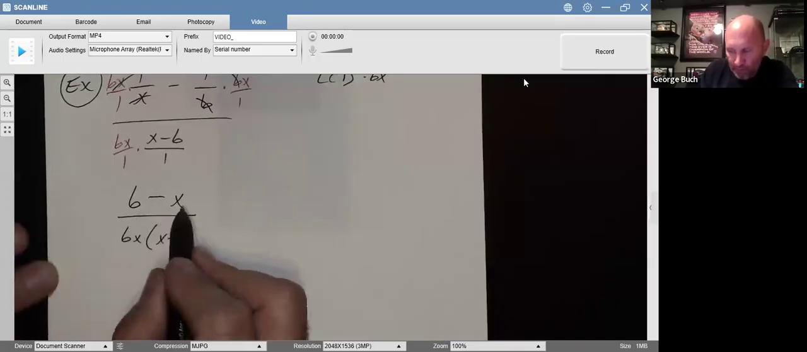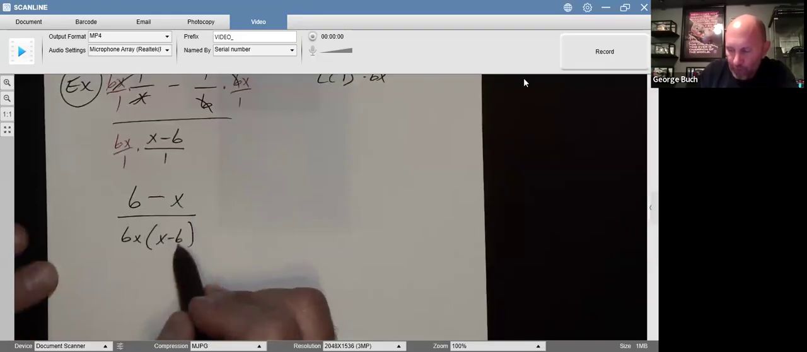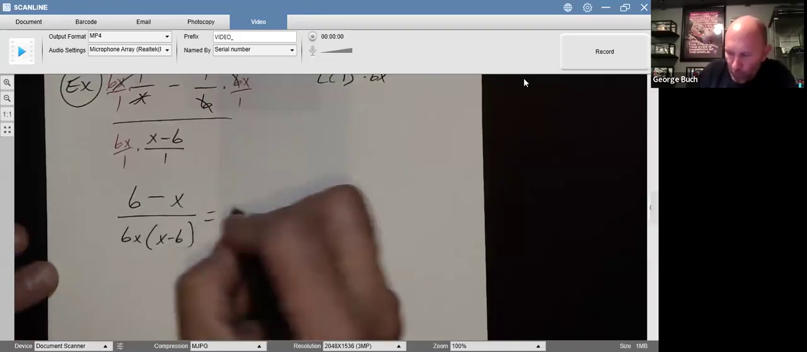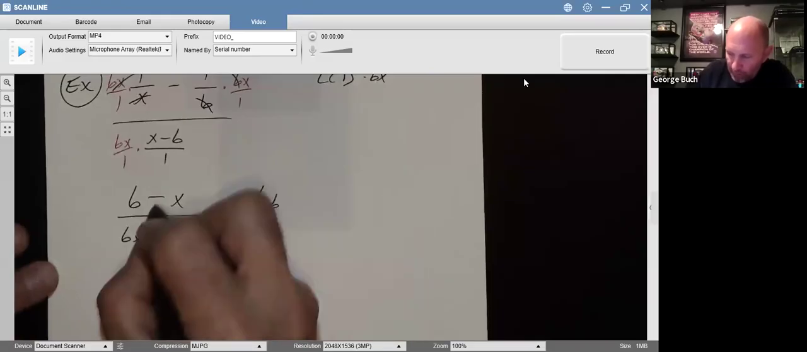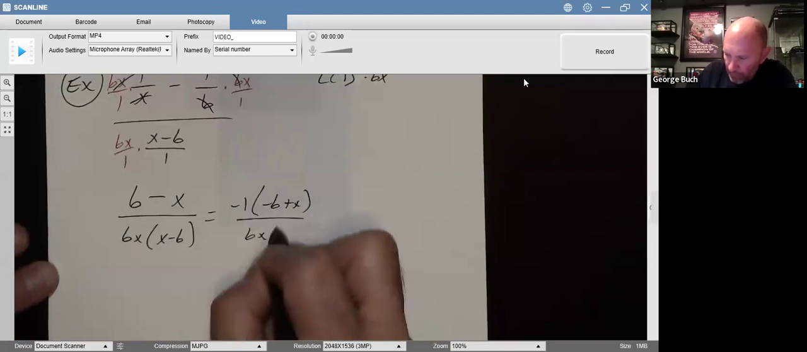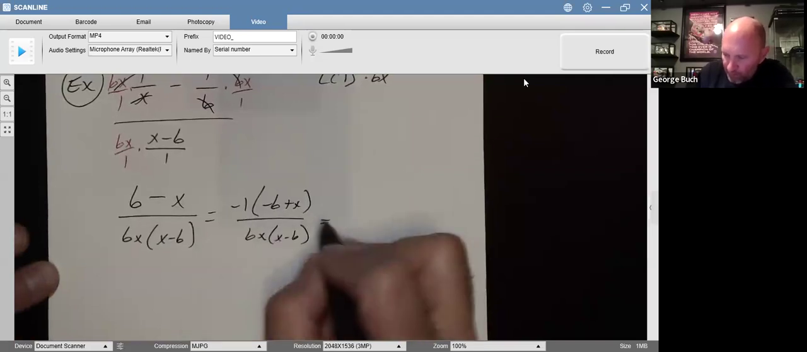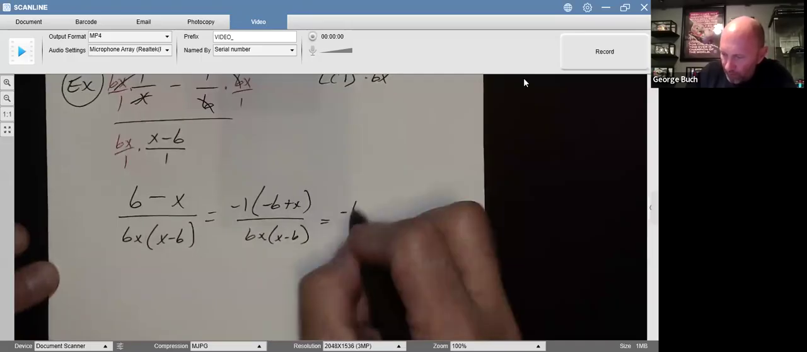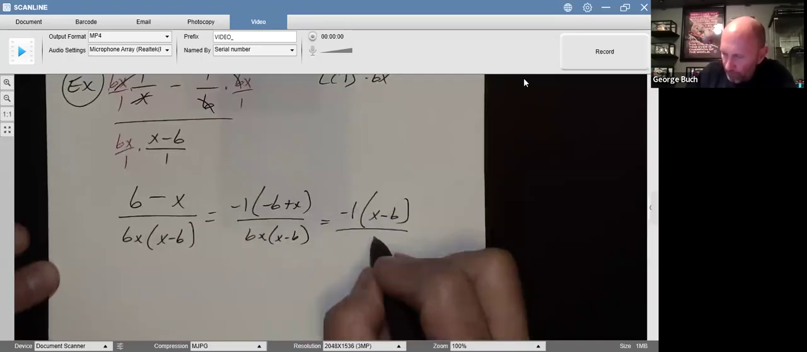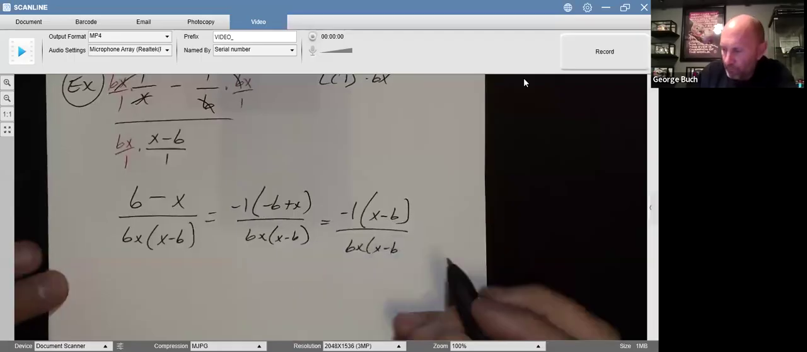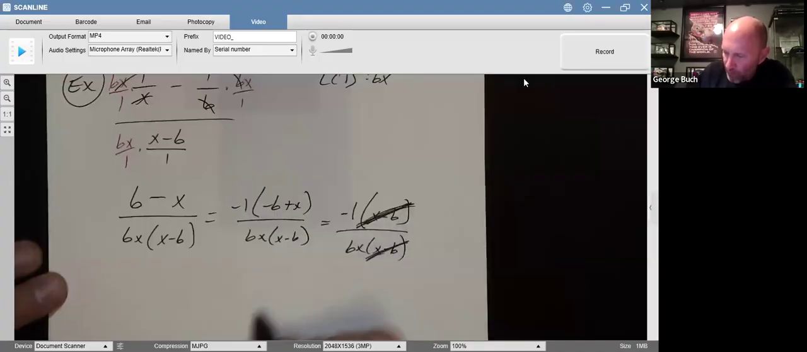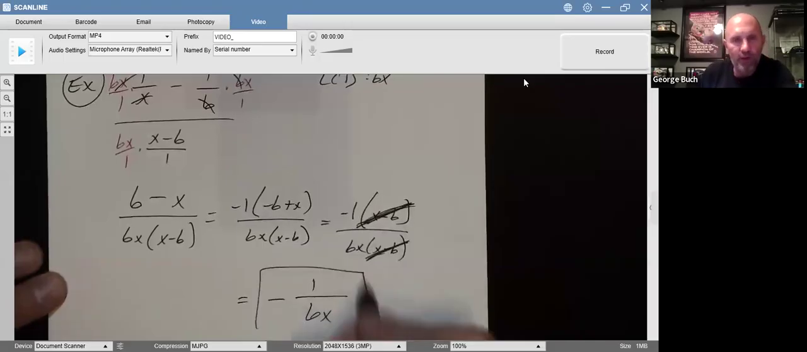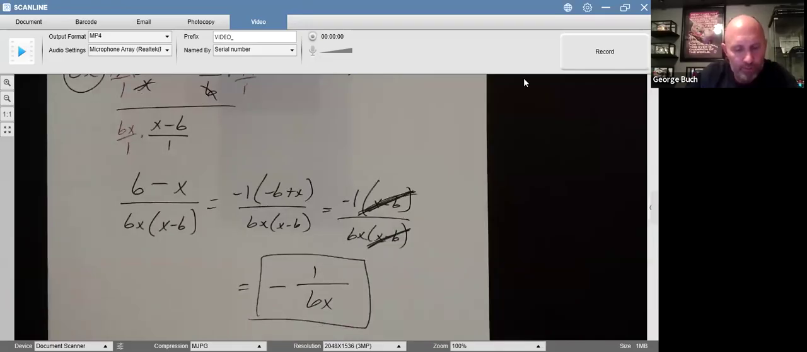So it's the opposite of what's down here. So I can do what? I can factor out a negative 1, which leaves me with what? Minus 6 plus x. And minus x plus 6 is the same thing as what? x minus 6. So now this x minus 6 cancels with this one, and I'm just left with negative 1 over 6x. And that would be your final answer for that one.